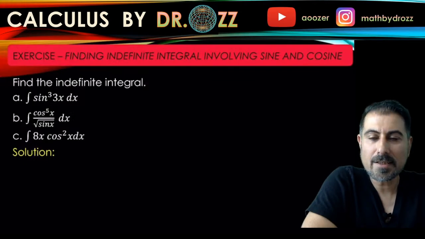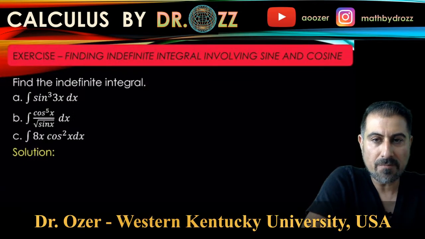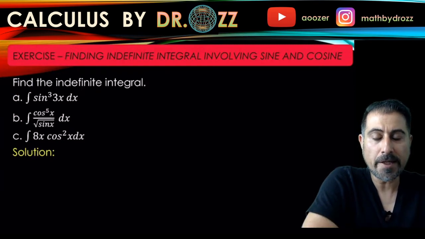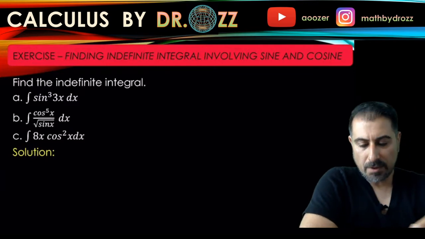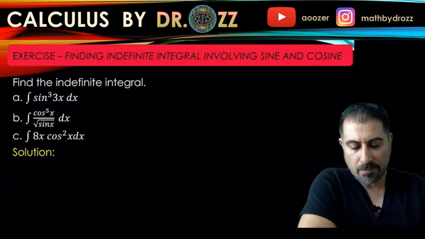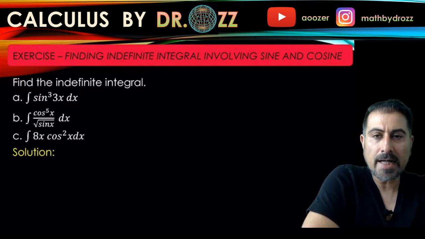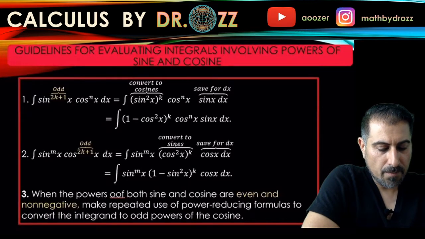All right, let's start with part A. I have the integral of sine cubed 3x dx, and we have a specific formula to take care of the odd powers of sine functions because we have the cubic power here. Let's go back to the guidelines for integrals involving powers of sine and cosine.